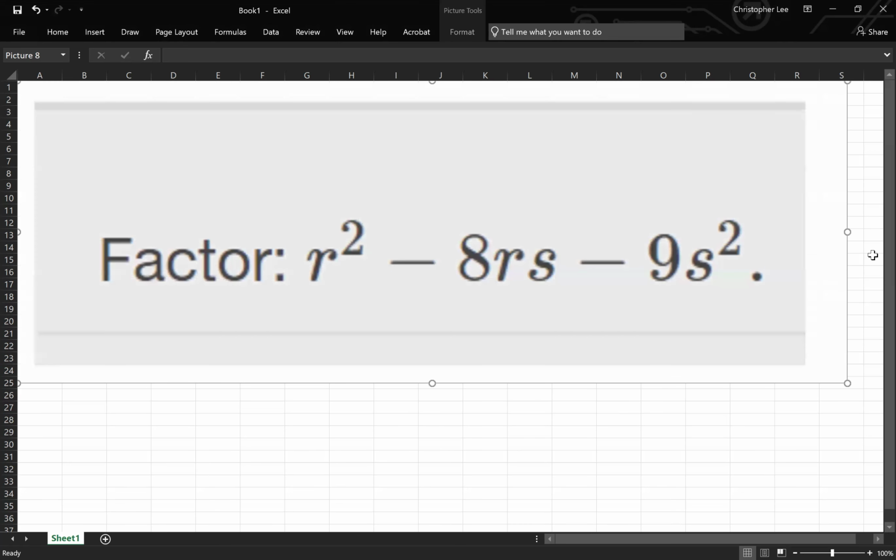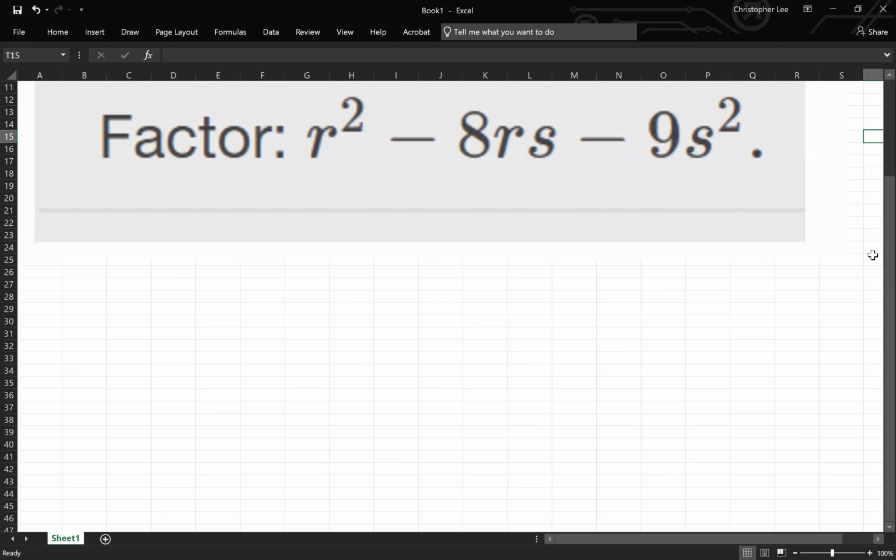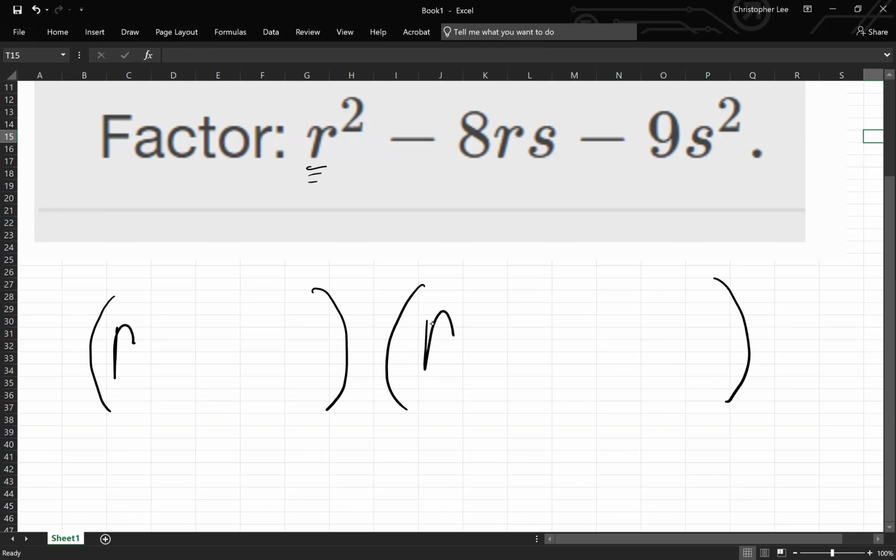All right. Now, this is a little bit more complicated, because not only do we have variables in the beginning of this expression, we have variables at the end. Your answer, very simply, is going to look like this. You're going to have two binomial terms being multiplied together to give you this quadratic expression. You see how right here is r squared? That means I need two r's to get r squared. So there's going to be an r here and an r here.